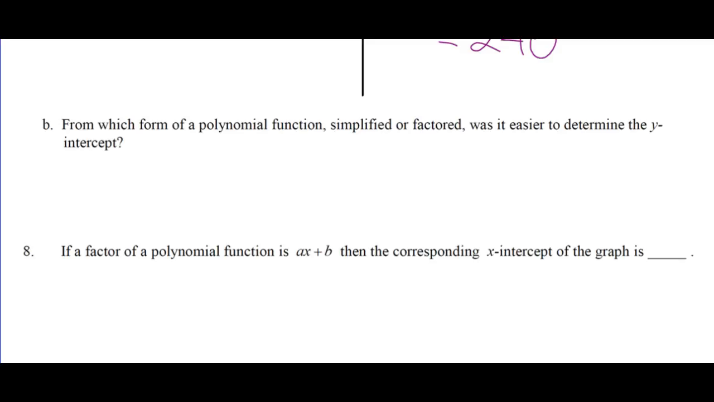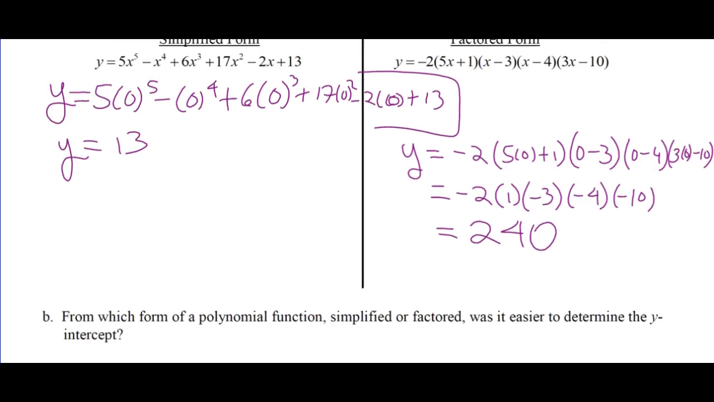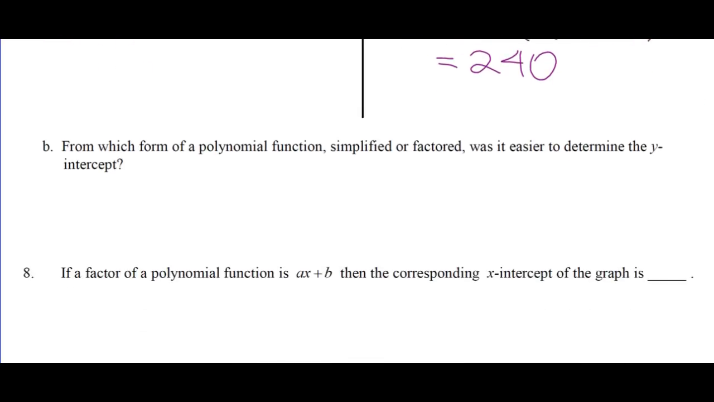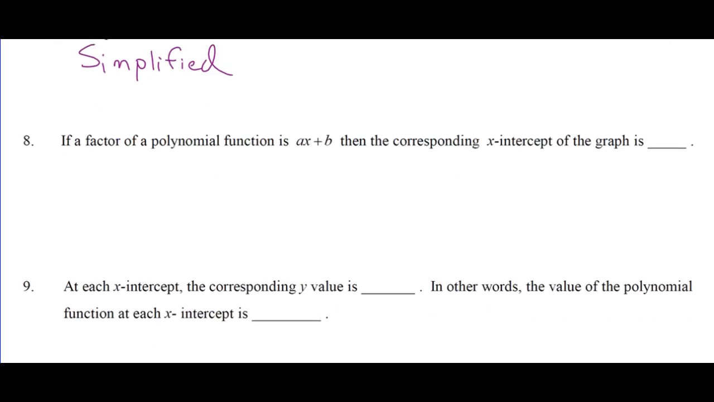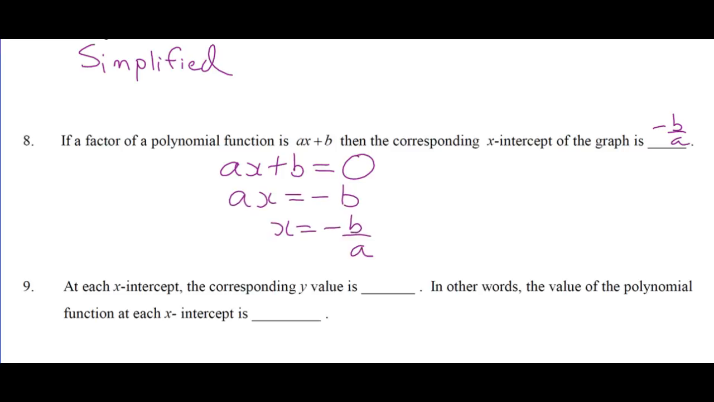Okay. From which form of a polynomial is it easier to determine the y-intercept? Simplified or factored? Simplified, right? Because you can just read it out. And if a factor of a polynomial function is ax plus b, then what's the x-intercept? Negative b over a. Here's how you do it. You say ax plus b. If that's an x-intercept, then the y value is 0. That must be equal to 0. So then ax must be negative b, and x is negative b over a.